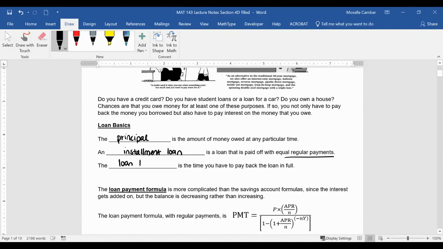And the loan term is going to be how much time you have to pay back your loan.